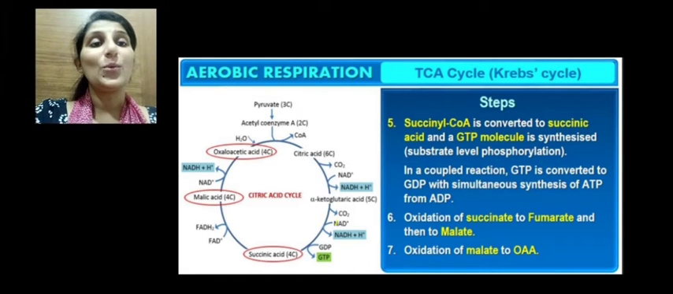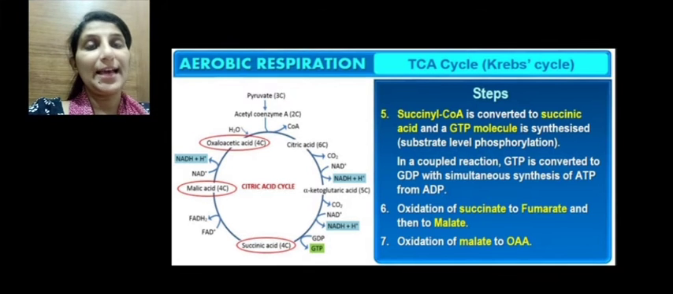So here, when the succinyl coenzyme A is converted to succinic acid, there is a substrate level phosphorylation. As a result, one molecule of ATP is being synthesized, and it is also coupled with the reduction of NAD plus to NADH plus H plus.